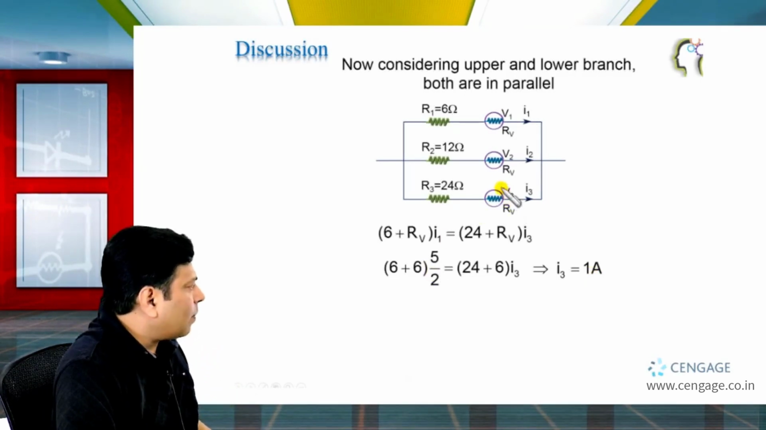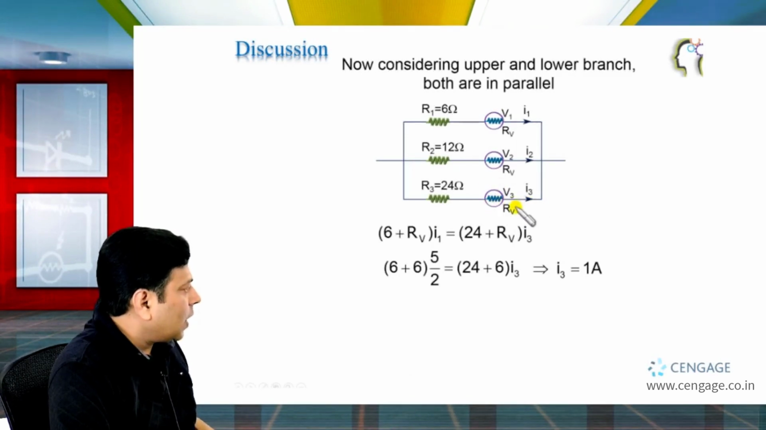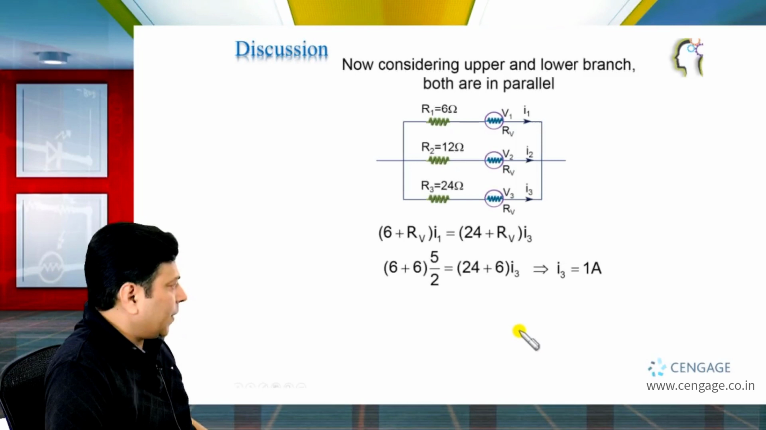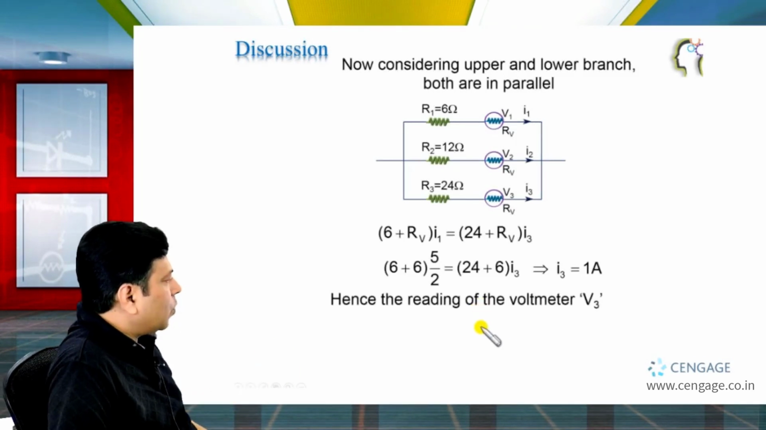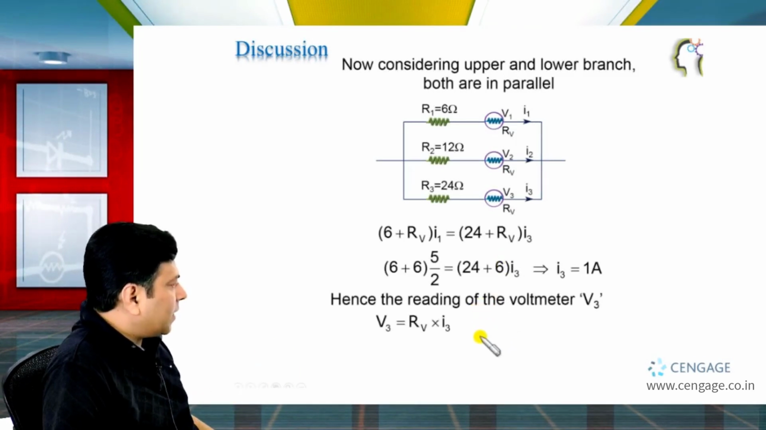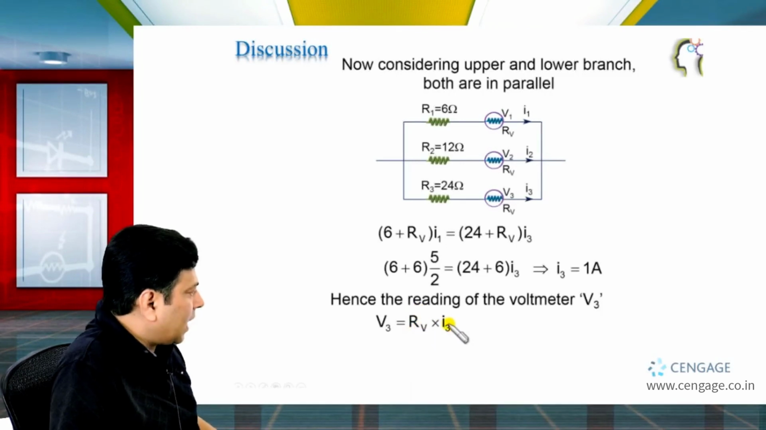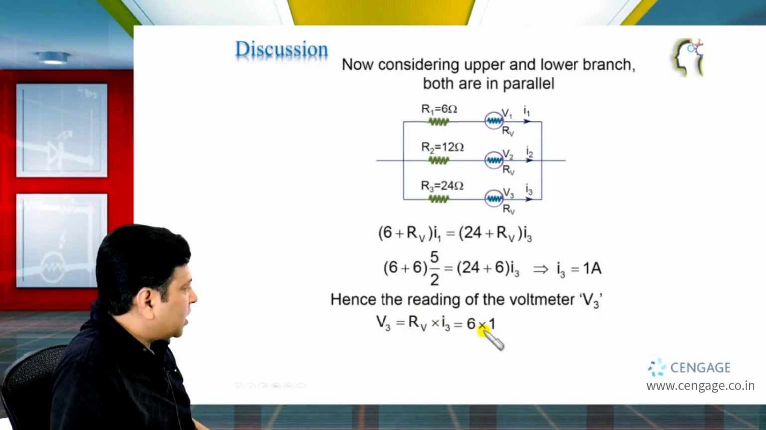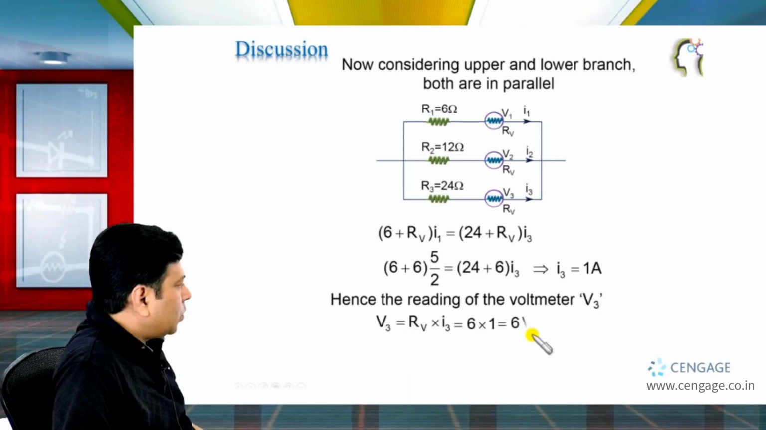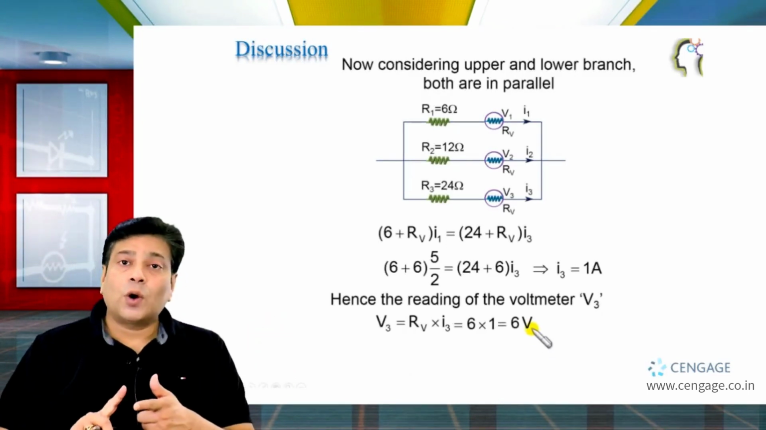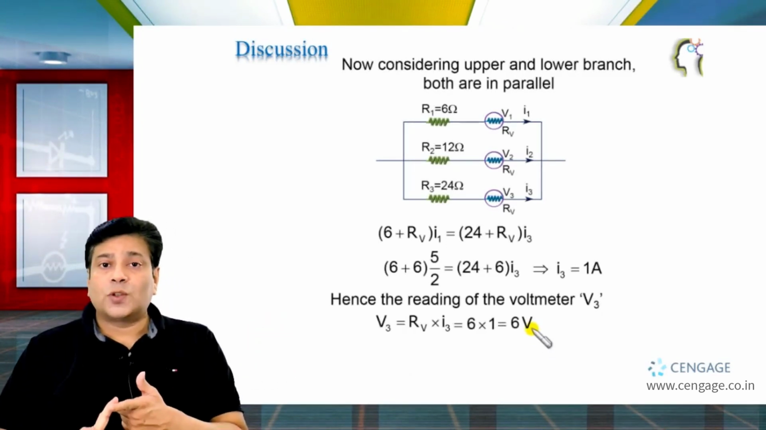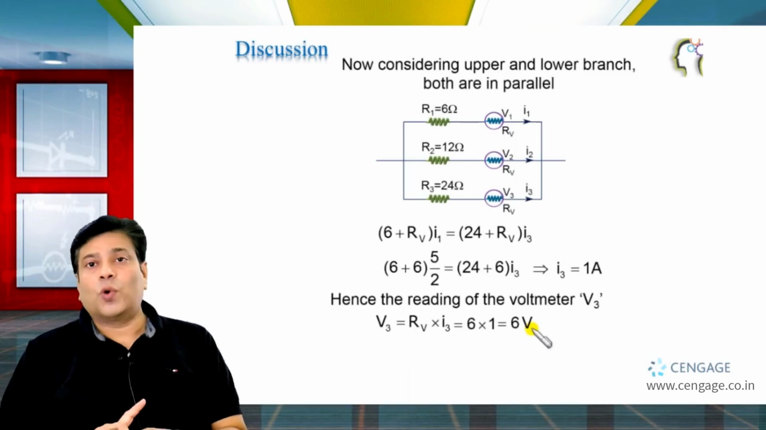Now we can find the potential difference across this, or the reading of this. V3 can be written as RV multiplied by I3. So V3 equals RV multiplied by I3, with RV equal to 6 and I3 equal to 1. So 6 multiplied by 1 is equal to 6 volt. That means the reading of the voltmeter marked V3 is equal to 6 volt.